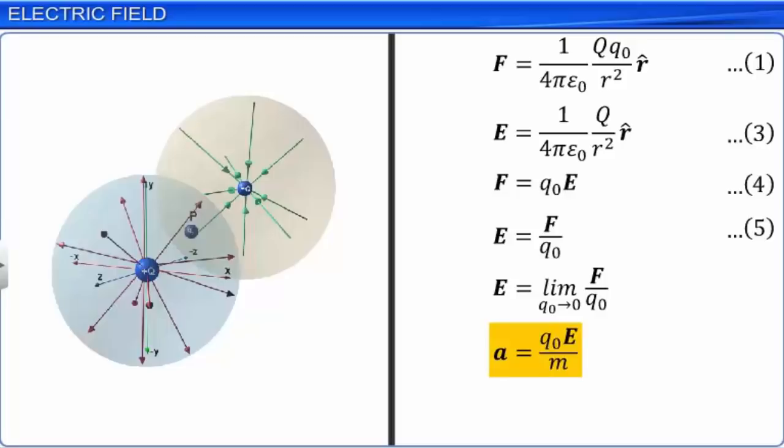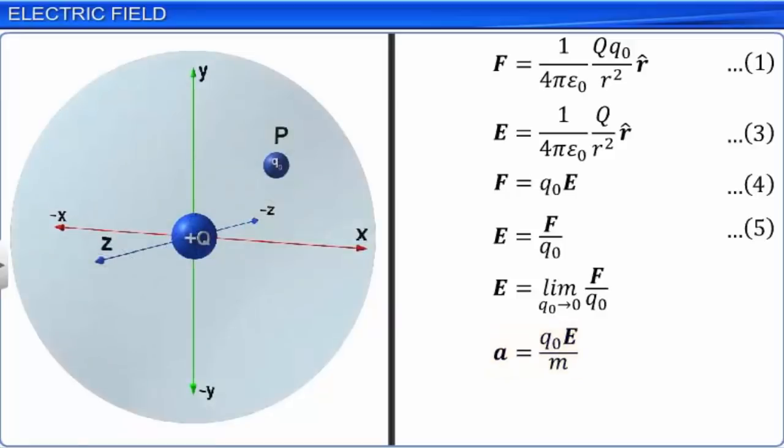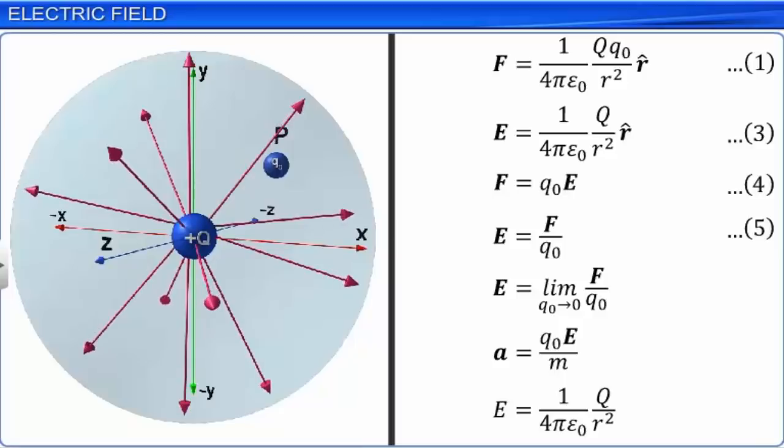For a charge Q, at all points on an imaginary sphere of radius R around it, the electric field strength will be equal in magnitude and will be equal to 1 by 4 pi epsilon naught Q by R square. There is a spherical symmetry with respect to the magnitude of the electric field strength E in the electric field of charge Q.